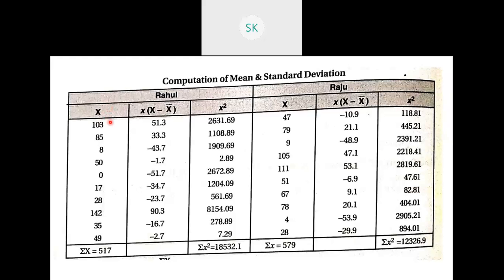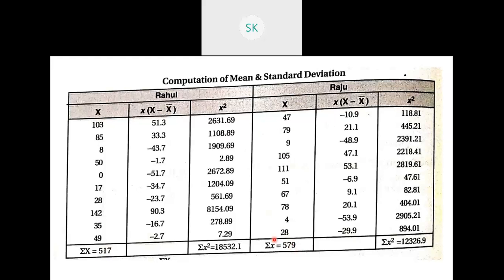After writing down all the x from the question, we will have to find out the deviations. How to find the deviations? X minus x bar is the deviation. To find x bar, let us use the formula for the arithmetic mean for individual series. Total all the x of both Raju and Rahul. Sigma x is equal to 517 for Rahul. Sigma x is equal to 579 for Raju.